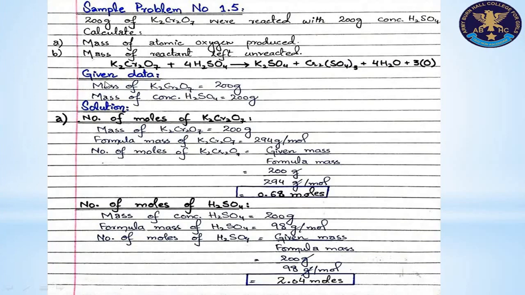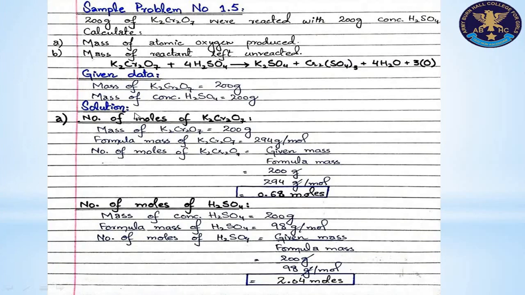In the given data of this sample problem, we are provided with the masses of potassium dichromate and concentrated sulfuric acid. The mass of potassium dichromate is equal to 200 grams, while the mass of concentrated sulfuric acid is equal to 200 grams. First we will solve part A, but we have to follow all the steps which I have explained for the determination of the limiting reactant.